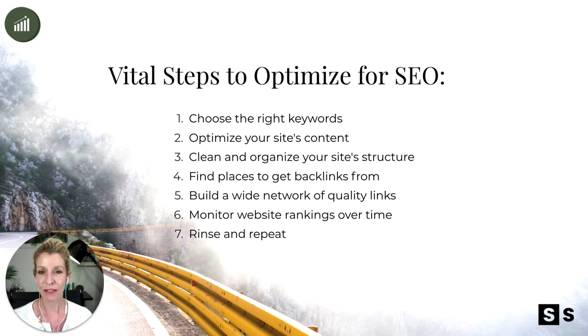So vital steps to optimize for SEO. We want to choose the right keywords. We want to have the optimal site content, clean and organized site structure. We want to find places to build great backlinks from, which again are those offsite links that come in and out. And then we want to build a wide network of quality links and just continue to think about where we can find these. You've got a guest podcaster? Great. You're going to link to their website.